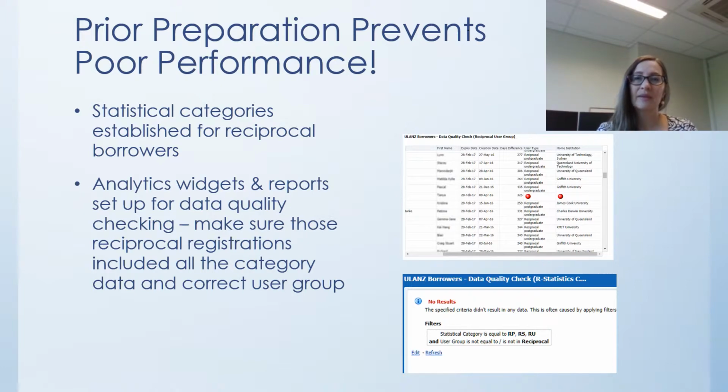In the bottom illustration, you can see another analysis that we had set up, and this one was where the statistical category had been captured correctly, but the user group had been entered incorrectly. So we had different ways of approaching this and identifying the records that we had to follow up on.